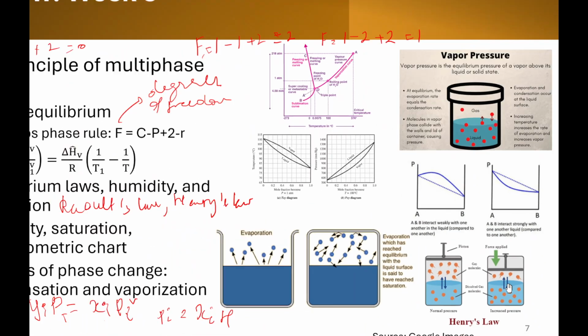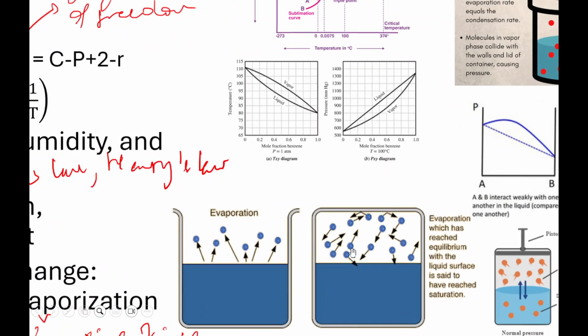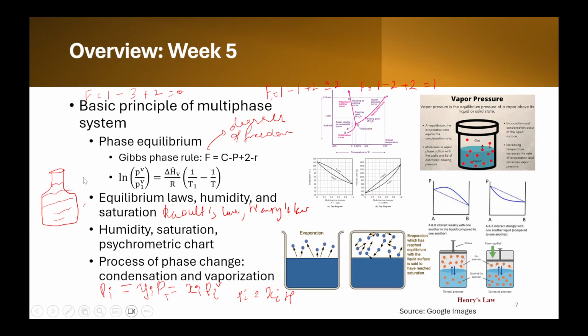We looked at saturation as well. If you look at this figure, there is a liquid in a closed column, and there will be some evaporation and condensation occurring. The point at which the evaporation has reached equilibrium is said to be saturation. Saturation basically means no more liquid can vaporize into the gaseous phase. The gaseous phase is saturated with the vapor.